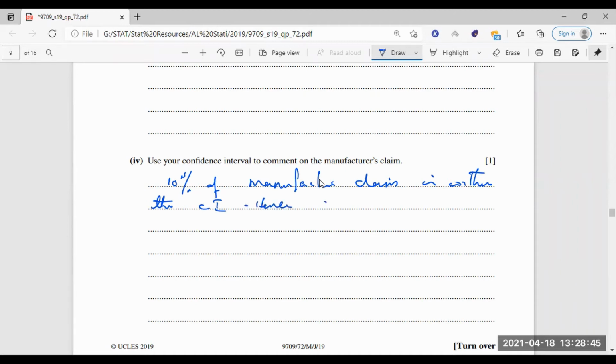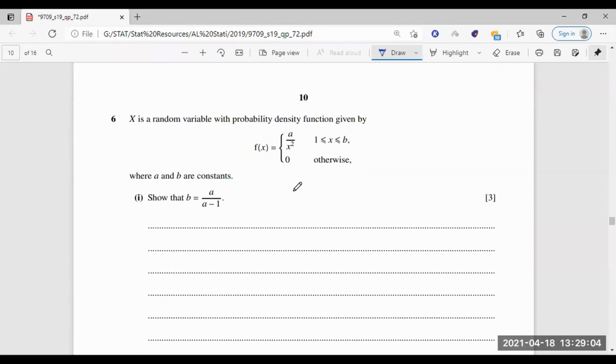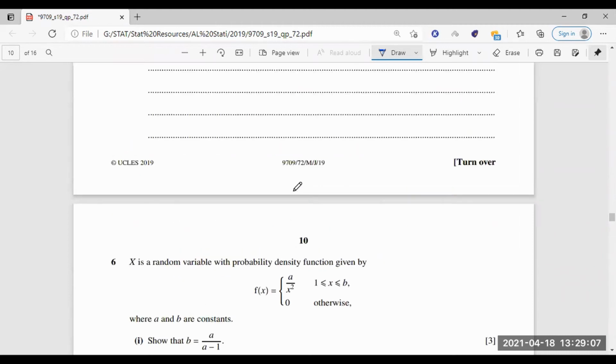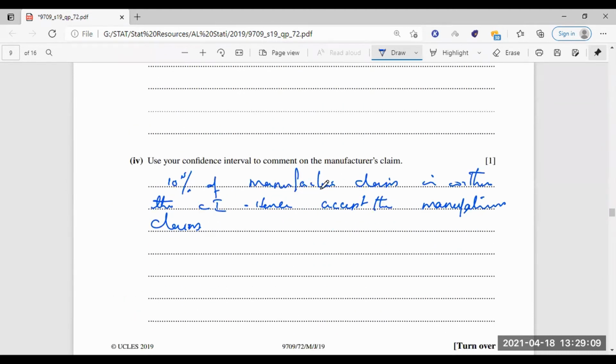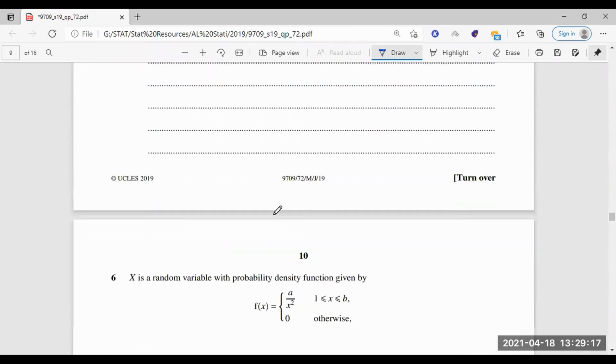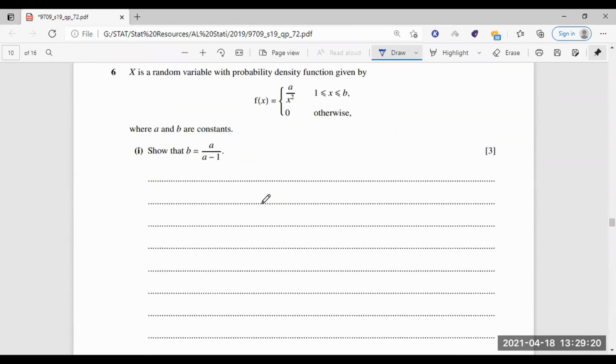Hence, accept the manufacturer's claim. All right. It should have been manufacturer's claim of 10%. Okay. Manufacturer's claim of 10% is within the confidence interval, hence accept the manufacturer's claim. All right, moving on to the question number 6.